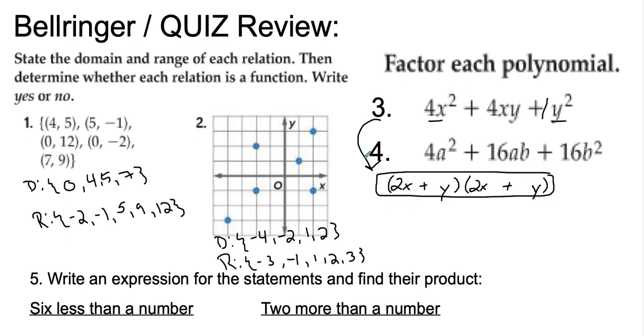Okay, number 4 we'll do right below there. So again, this is the perfect square, so we're probably going to split that to 2 and 2.